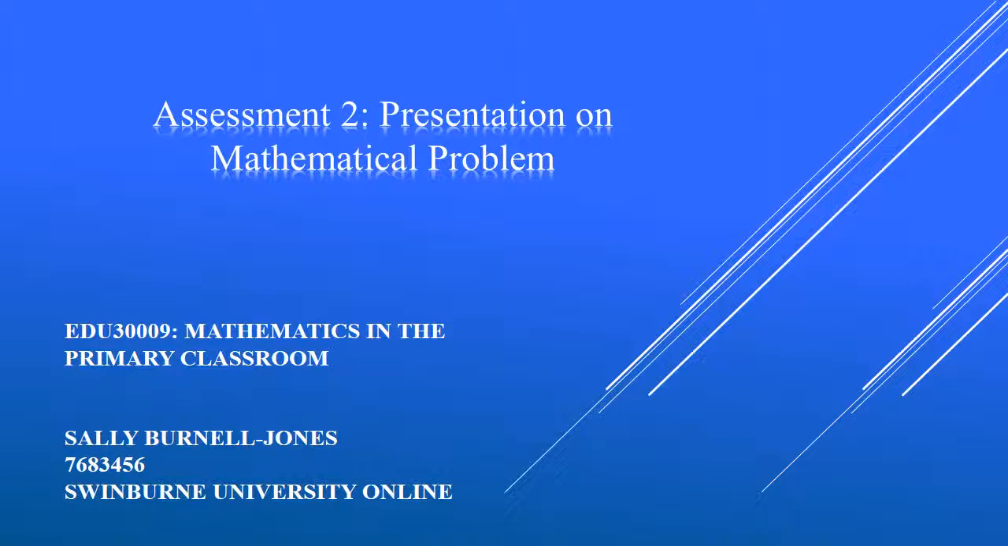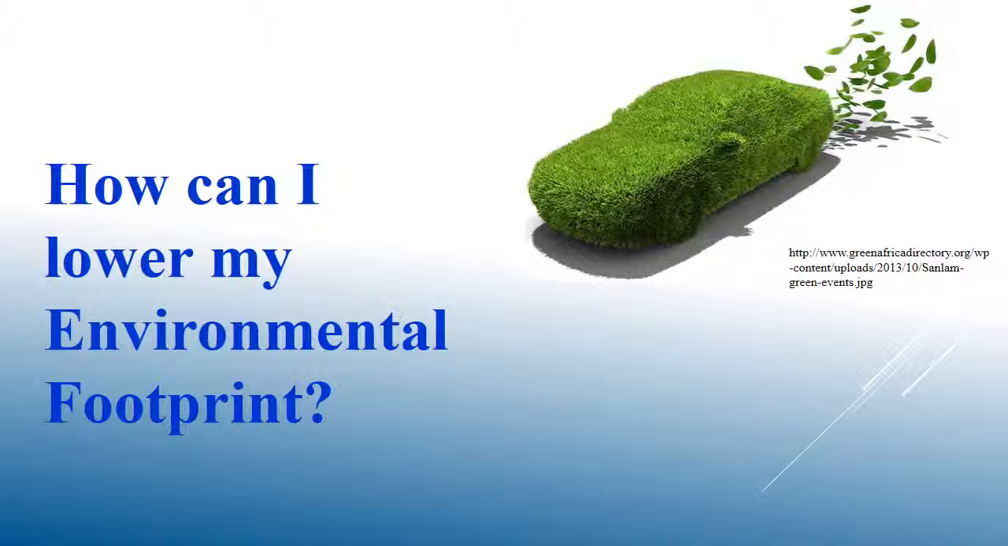Welcome to the Mathematics in the Primary Classroom Assessment 2 presentation on a mathematical problem. Today we are going to be looking at how we can lower our environmental footprint. Our environmental footprint is the human demand that we put on the Earth's environmental system, the things we do that impact on the environment. There are a variety of impacts such as deforestation, electricity, waste material, food waste and gas emissions. Throughout this presentation, we'll be looking closely at the gas emissions emitted by cars compared to public transport.